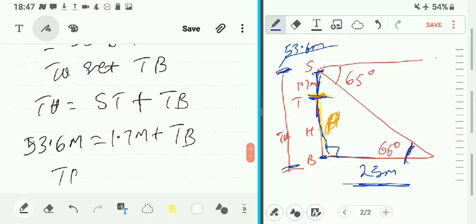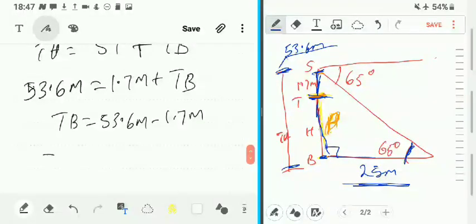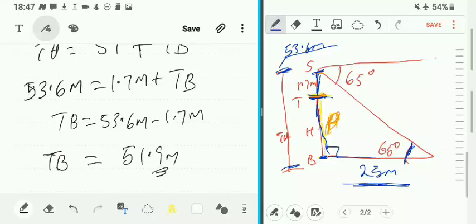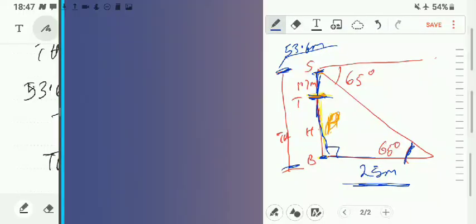Okay, so TB now is equal to 53.6 meters minus 1.7 meters. So TB, which is the height we are looking for, the height of the pole, is equal to 51.9 meters to one decimal place. This is the answer. Okay, so that's that about that. We'll move to the next question, number 6.